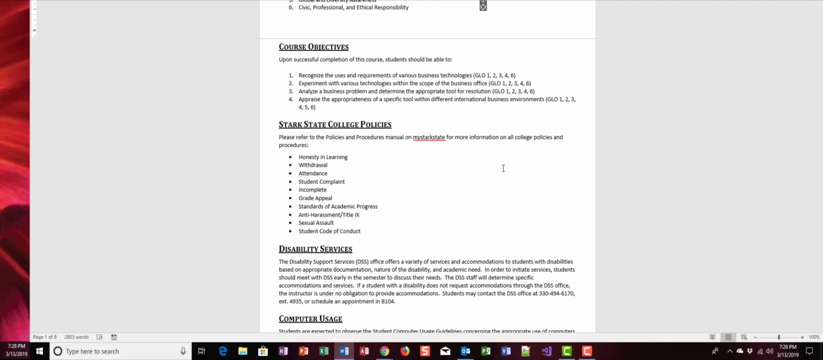3, analyze a business problem and determine the appropriate tool for resolution. 4, appraise the appropriateness of a specific tool within different international business environments.